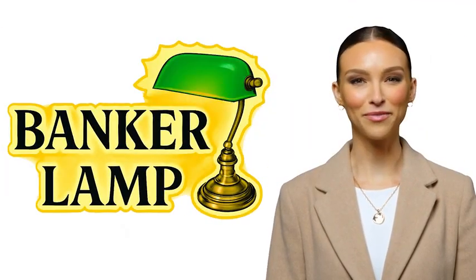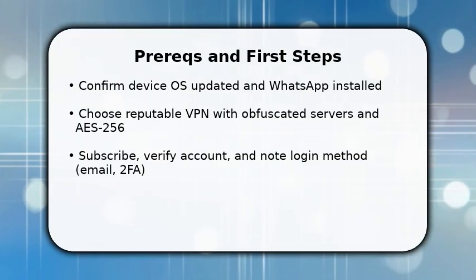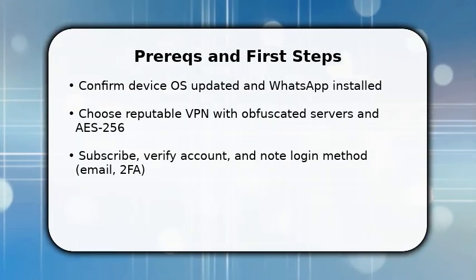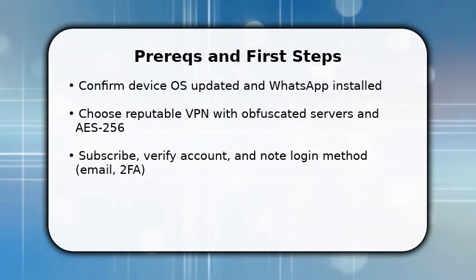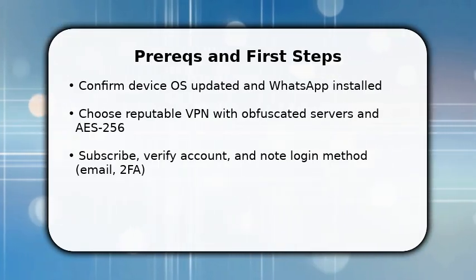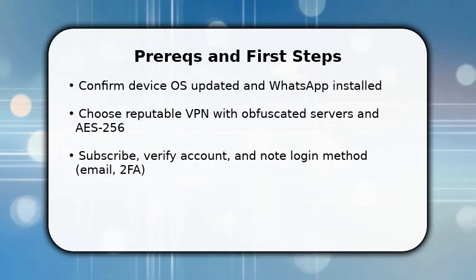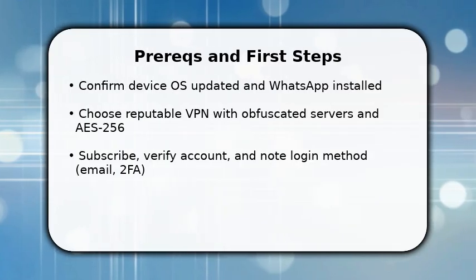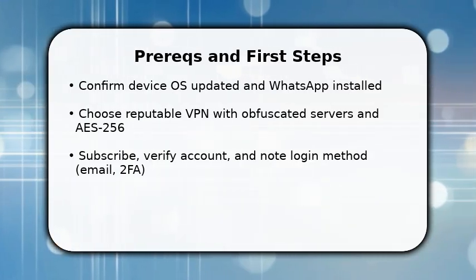Please enjoy the video. You start by verifying essentials. Your phone is updated and WhatsApp is installed. Next, pick a VPN that supports obfuscation and AES 256 encryption so traffic looks ordinary. This reduces blocking risk. Once chosen, subscribe and complete account verification using your preferred method.